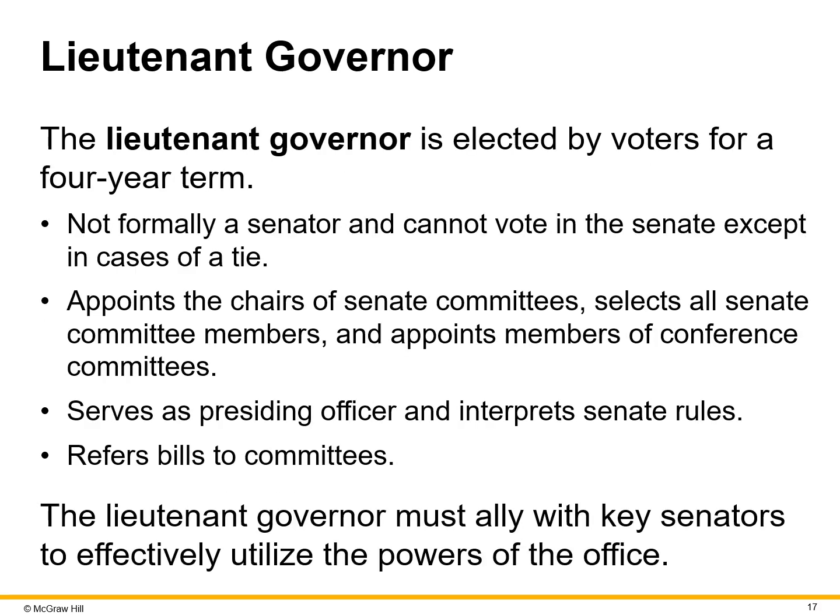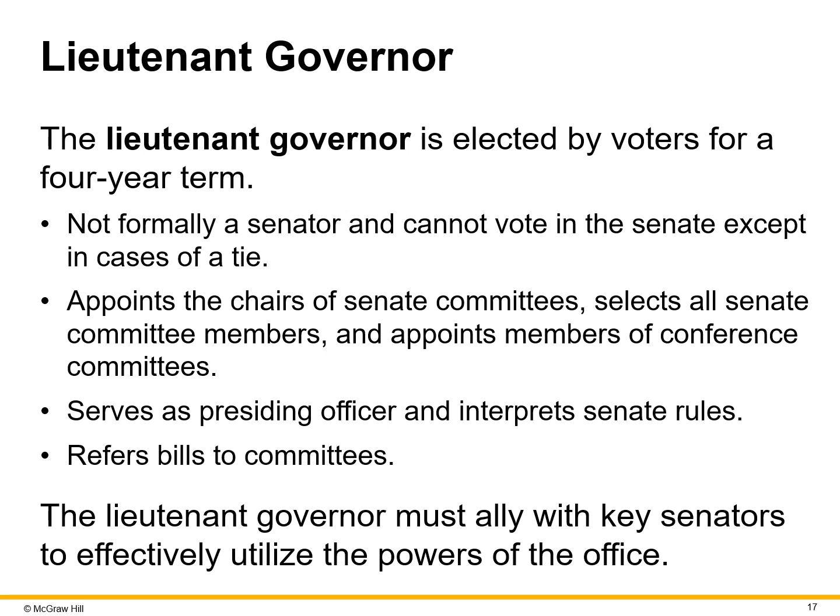The lieutenant governor is elected by the voters for a four-year term, right? The state representative, or the Speaker of the House, is elected to that position from within the 150 members, right? The lieutenant governor is a statewide race, so all of us as an at-large state, meaning everyone in the state of Texas, votes for him or her. They are not formally a senator and cannot vote in the Senate except in the case of a tie. He or she appoints the chairs of Senate committees, selects all Senate members, and appoints members of conference committees.